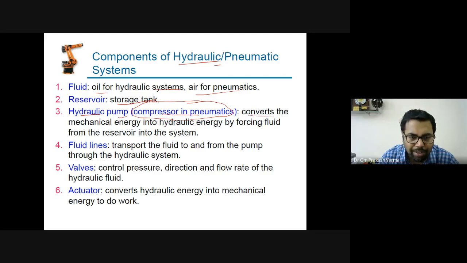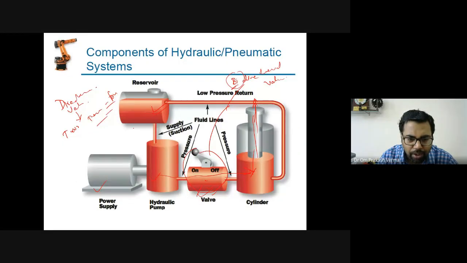Okay, this converts mechanical energy to hydraulic energy by forcing the fluid from the reservoir into the system. Okay, it is used for circulation from one equipment, one section, to another section, right? So let's say this is the reservoir. So what is the use of the hydraulic pump? It will regulate the fluid from here to here, right?